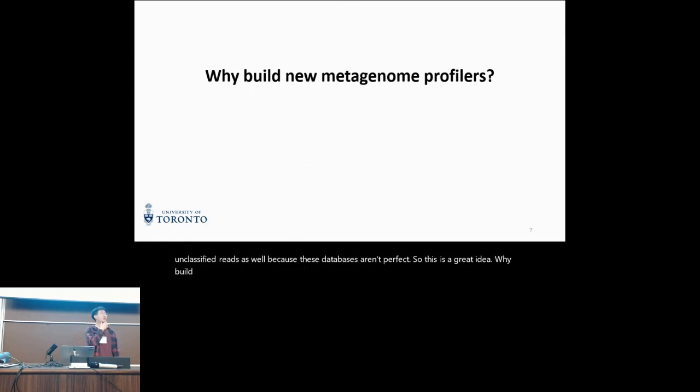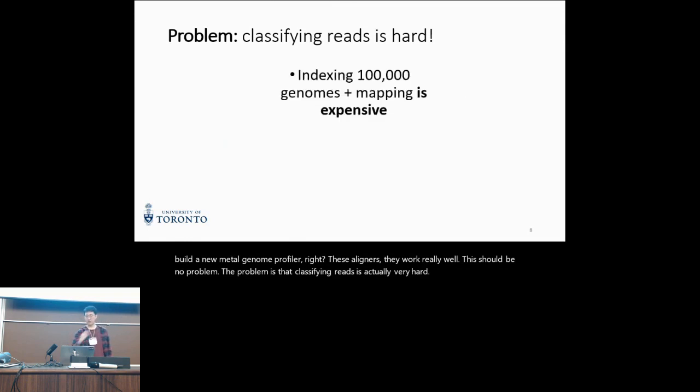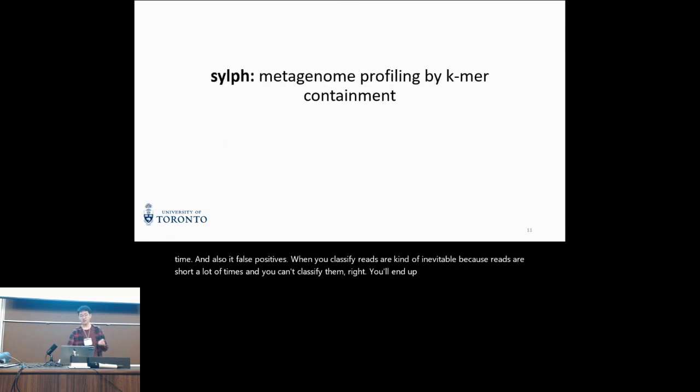Why build a new metagenome profiler, right? These aligners, they work really well. This should be no problem. The problem is that classifying reads is actually very hard. These databases are becoming really, really big. You can have hundreds of thousands of bacterial and archaeal genomes, and this is really expensive to do. It takes a lot of memory and time. And also, false positives when you classify reads are kind of inevitable because reads are short a lot of the times, and you can't classify them, right? You'll end up getting false positives.